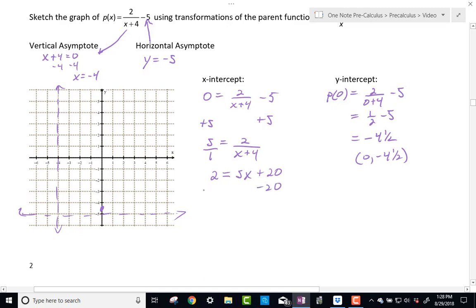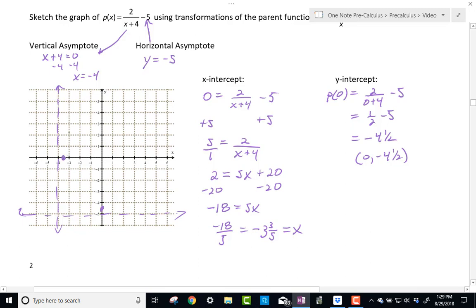So we'll subtract 20. That's going to give me negative 18 equals 5x. If you divide by 5, you get negative 18 fifths. Now, 5 goes into 18 negative 3 times with 3 left over. So negative 3 3/5 is equal to x. All right, so my x-intercept is negative 3 3/5, which is right about here.